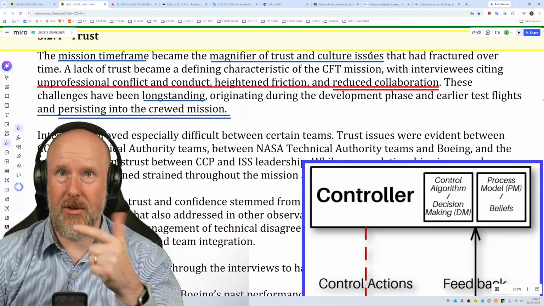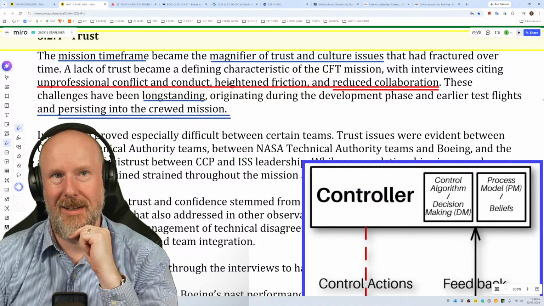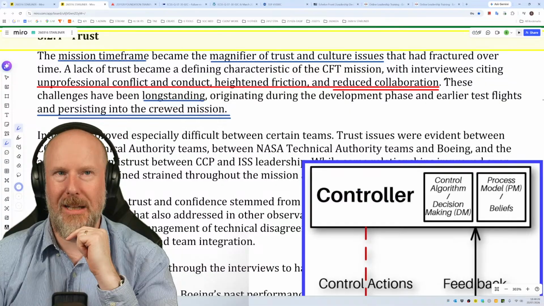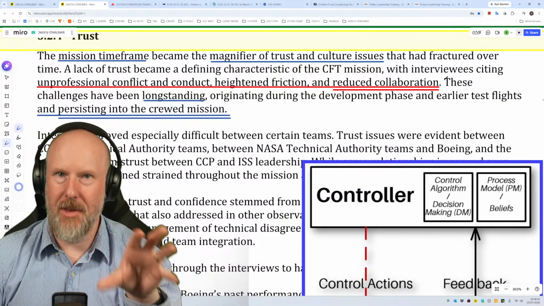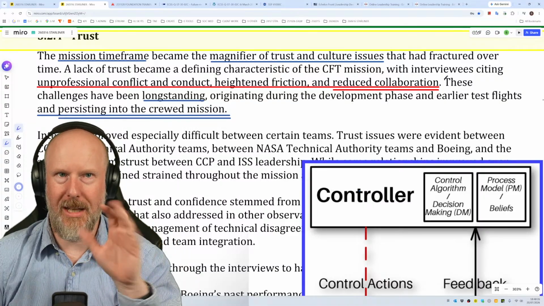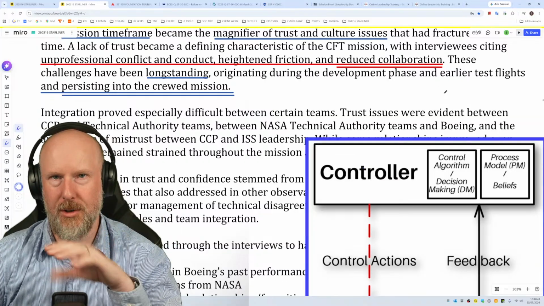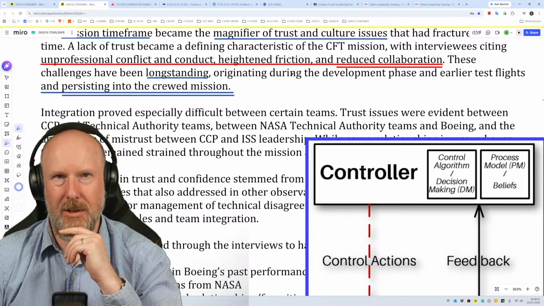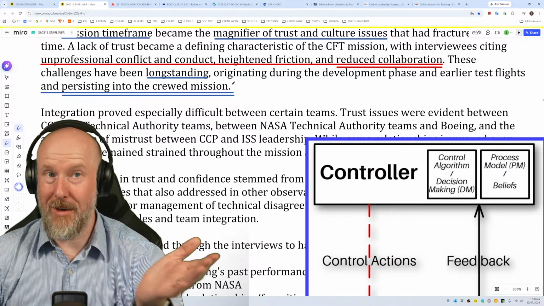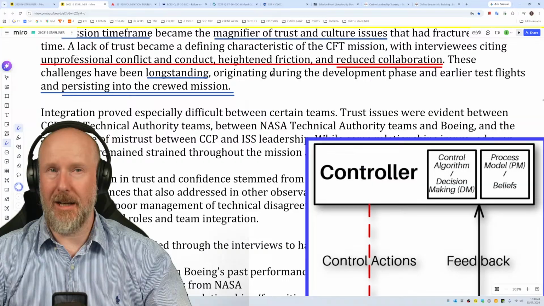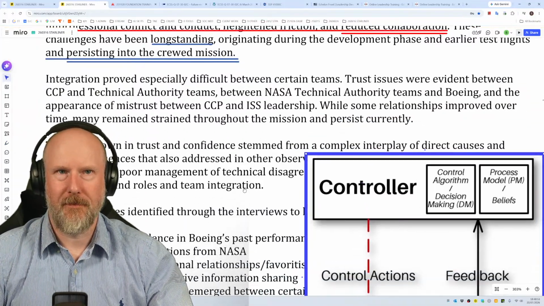Are there any trust or culture issues? Is there unprofessional conflict and conduct? Is there heightened friction? Is there reduced collaboration? Because they're all qualitative indicators of whether the control structure and the components within it are interplaying appropriately to create a safe product or operate a safe system. So if they're not already in those gates, or if they've not already been audited for those kinds of things, then I'd recommend that those things be considered for inclusion.